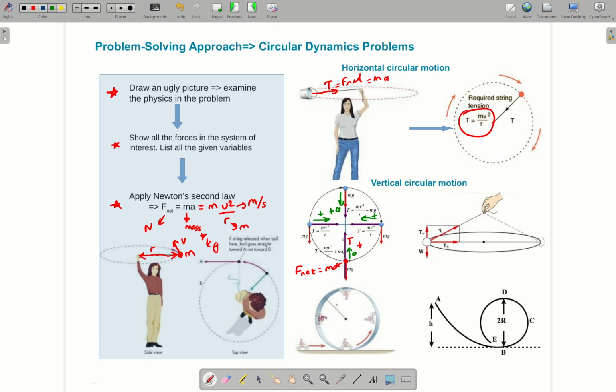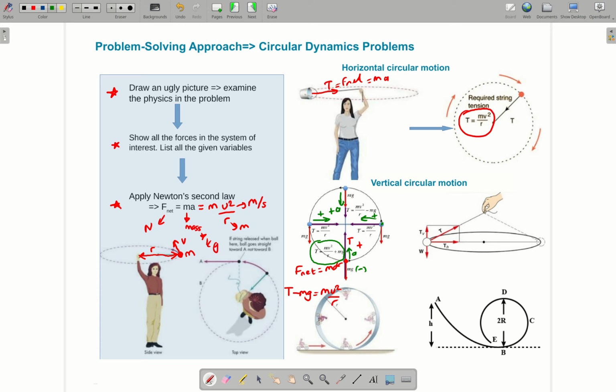And then we name our forces as plus and minus. T will be plus in this case, mg will be minus. So if I write down my F net at the bottom of this vertical motion here, I will have T, which is plus, minus mg, equals ma or mv squared over r. And then I'm going to solve for T. They gave us the values along here. And so I solve for T, it will be mv squared over r plus mg.